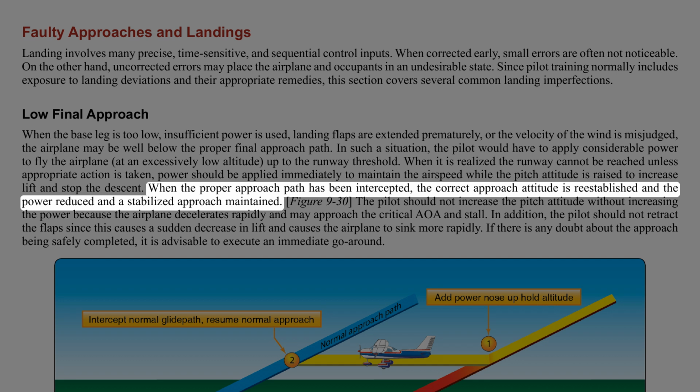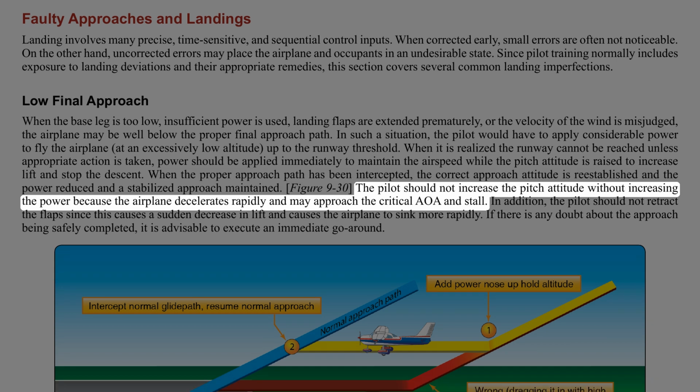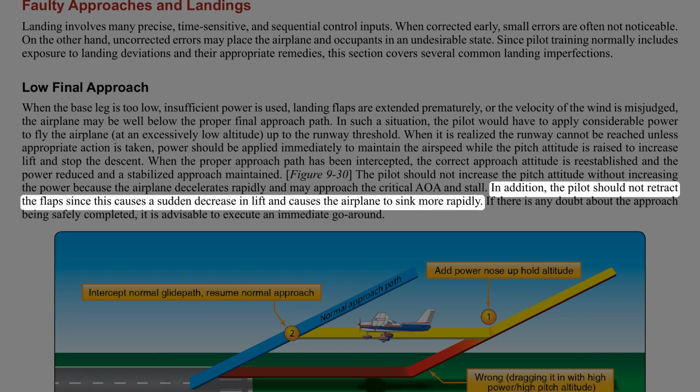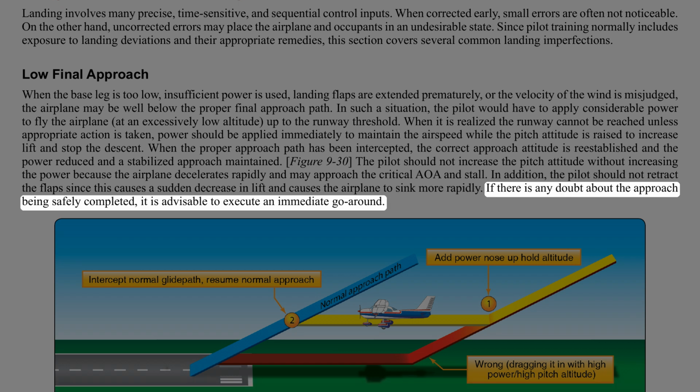When the proper approach path has been intercepted, the correct approach attitude is re-established and the power reduced and a stabilized approach maintained. The pilot should not increase the pitch attitude without increasing the power because the airplane decelerates rapidly and may approach the critical AOA and stall. In addition, the pilot should not retract the flaps since this causes a sudden decrease in lift and causes the airplane to sink more rapidly. If there is any doubt about the approach being safely completed, it is advisable to execute an immediate go-around.